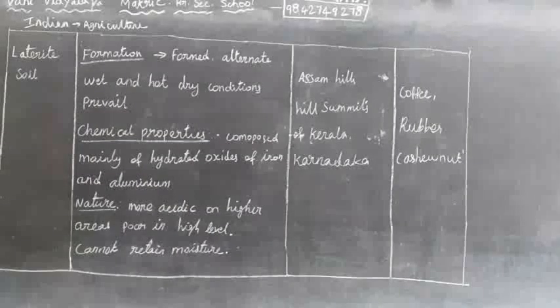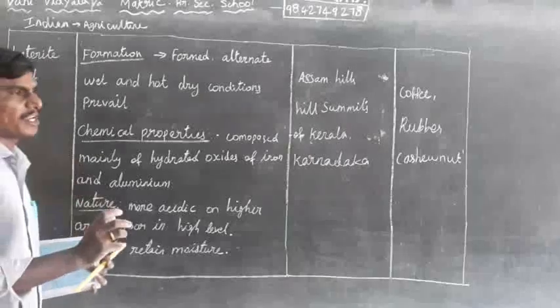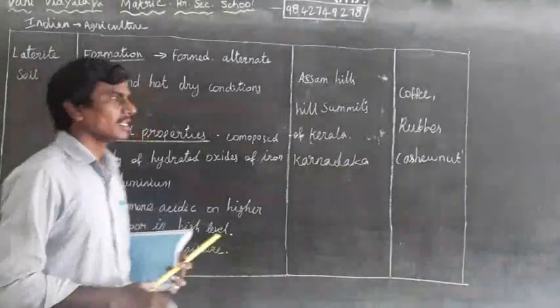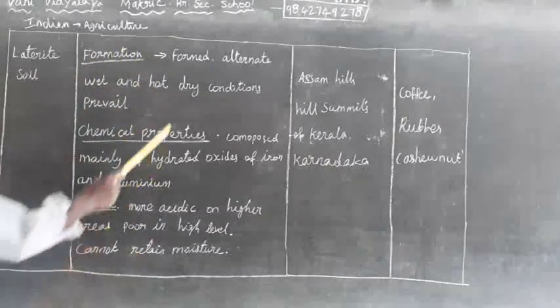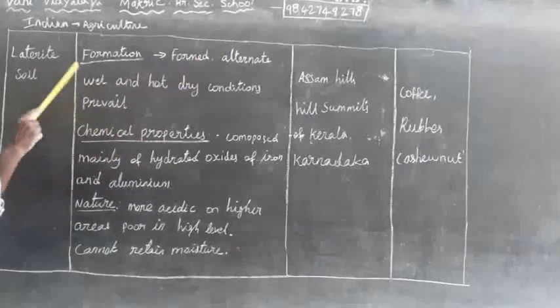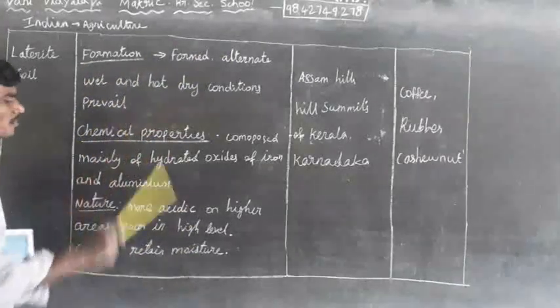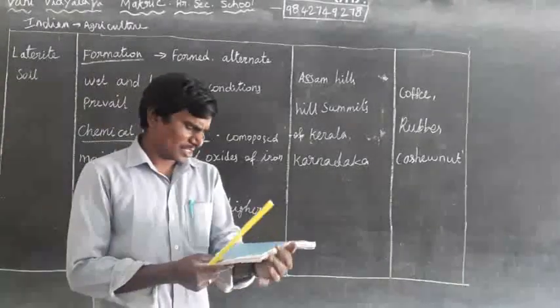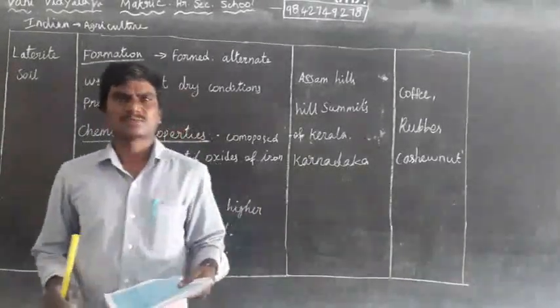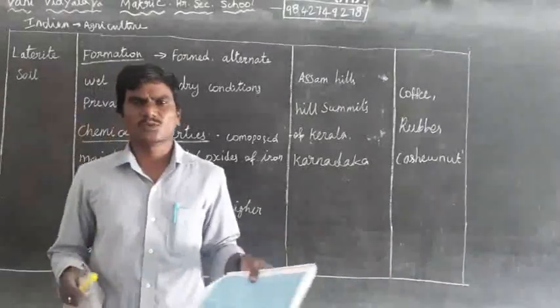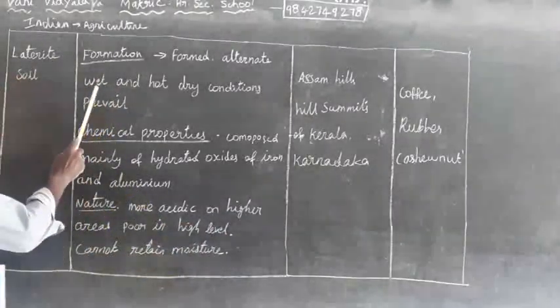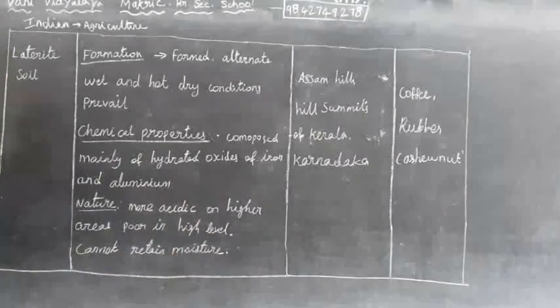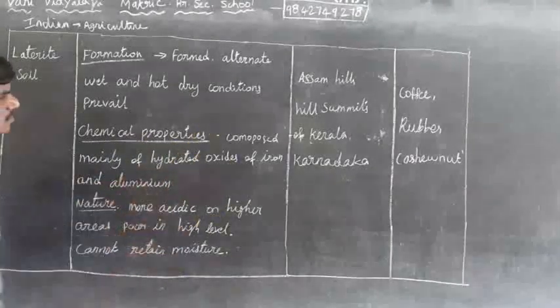Next topic, laterite soil. The laterite soil is mainly found in the mountain and hilly areas. Laterite soils are formed in regions with alternate wet and hot, dry conditions.